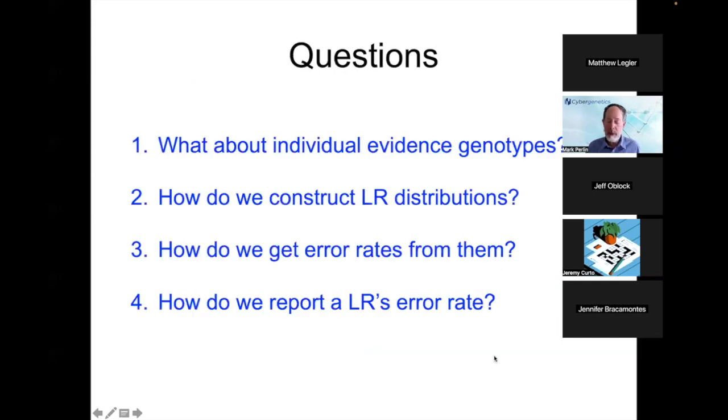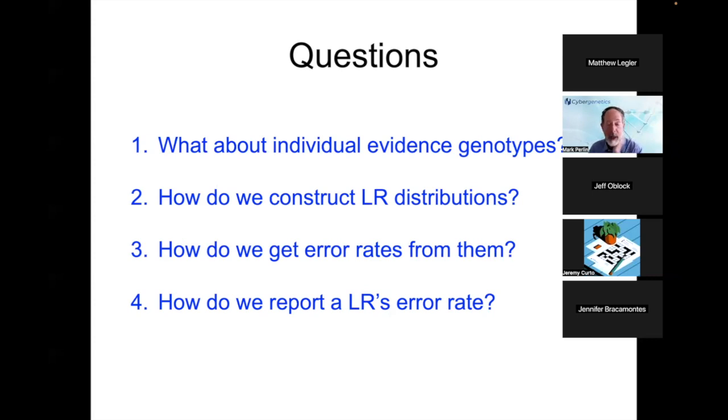So these are the questions that will motivate how we're starting. What I just showed is for an entire laboratory on the validation with 100 genotypes. What about an individual evidence genotype? How can you use this for reporting casework? How do you construct an LR distribution? How do you get error rates from an LR distribution? And how do you report it? What language do you use?